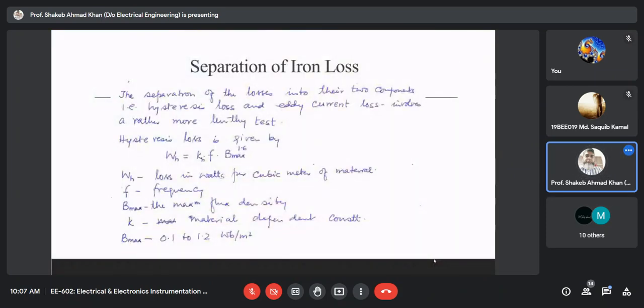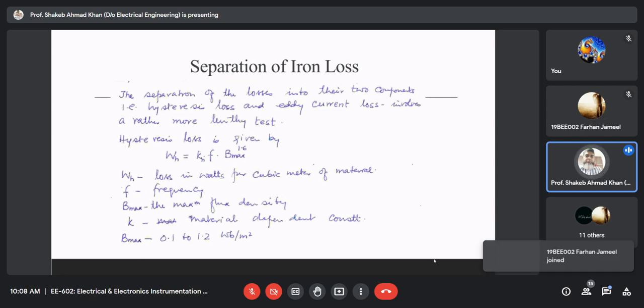Last turn we started the magnetic measurements. In this case, the first topic was separation of iron loss. Yesterday we discussed what iron loss is, what the two components of the iron loss are, and how we can separate them.